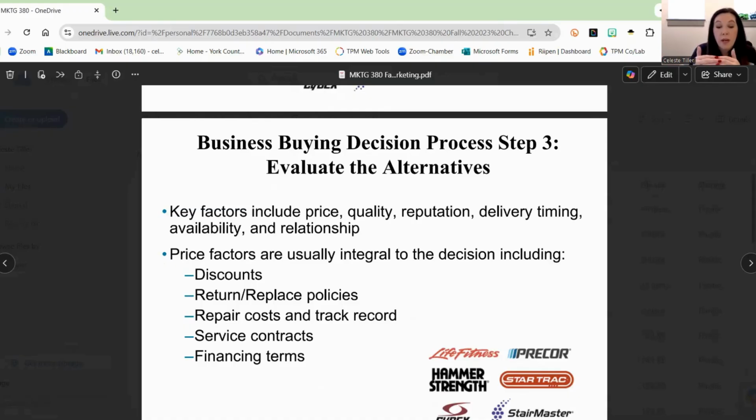What is the historical repair cost and track record of this particular product? Is it something that's going to cause me problems ongoing? I've got to run a business. What do the service contracts look like, and what might be the financing terms? Okay, so those are things we're looking at in the price from a B2B. Not necessarily a lot of things that we look at on the B2C unless we are talking about a house or a car. That's where some of the discounts might come in with service contracts, financing terms, things like that.